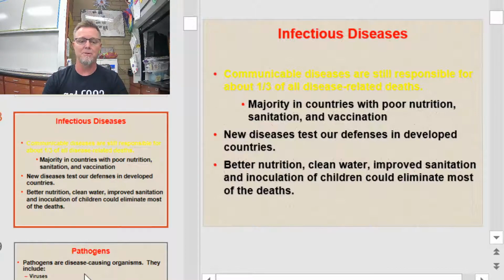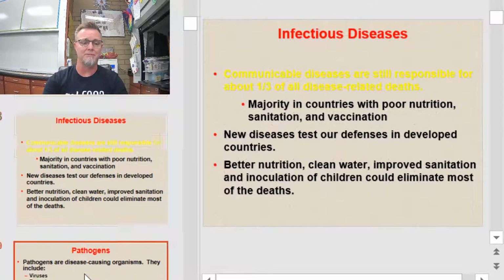Majority of countries with poor nutrition, sanitation, and vaccination are the countries where we see the highest incidences of communicable diseases. New diseases test our defenses in developed countries every year. Doesn't matter if we're talking about the common cold or the flu or something else. Better nutrition, clean water, improved sanitation, and inoculation of children could actually eliminate most of the deaths from communicable diseases, but realistically, these communicable diseases will never be completely eradicated because most of them have reservoirs in the animal kingdom that we simply can't change or get rid of.